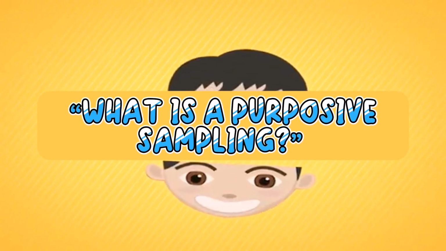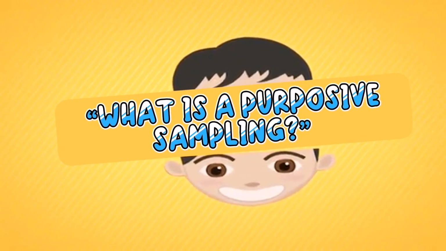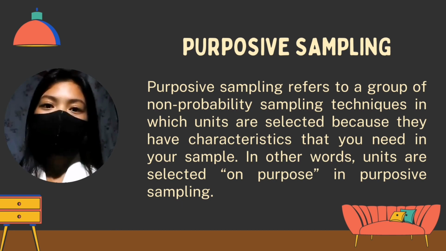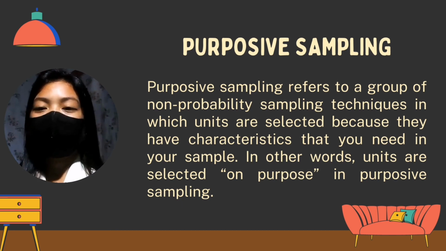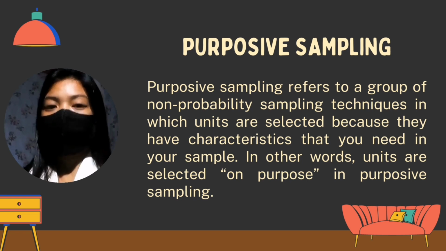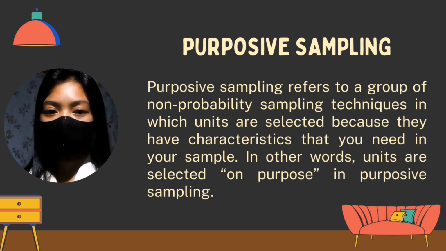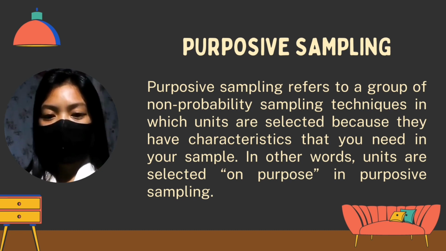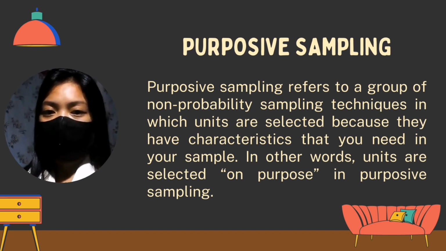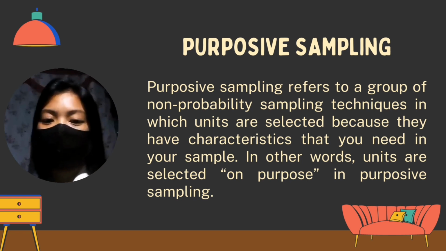What is purposive sampling? Purposive sampling refers to a group of non-probability sampling techniques in which units are selected because they have characteristics that you need in your sample. In other words, units are selected in a purposive sampling.